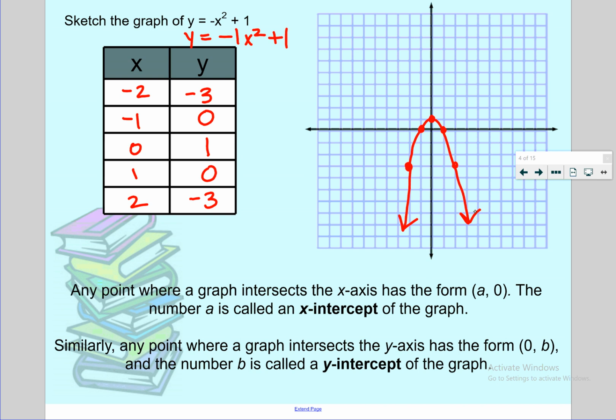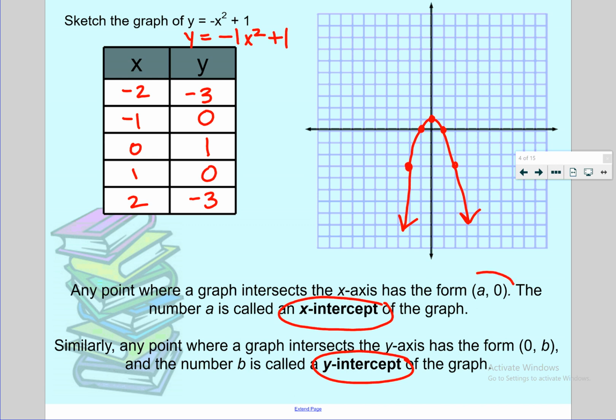Okay, next we're going to review x-intercepts and y-intercepts. An x-intercept is where my graph touches the x-axis. A y-intercept is where my graph touches the y-axis. We talked about this in one of our problems yesterday. They always have a certain form when I have a point on the y-axis or a point on the x-axis.